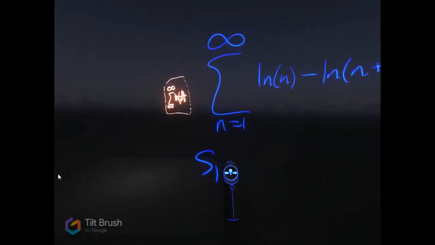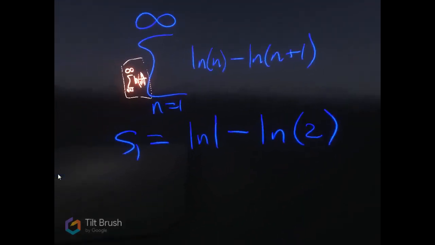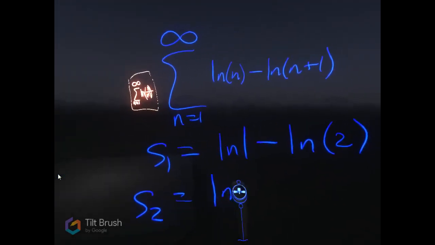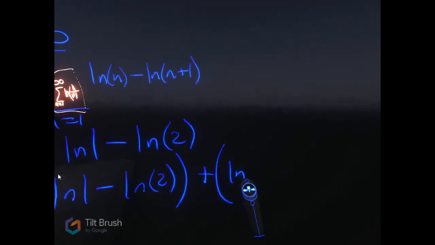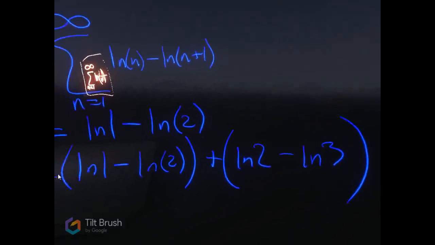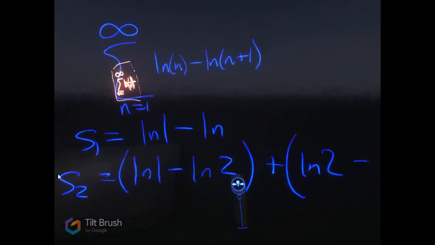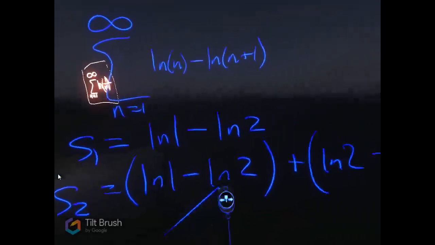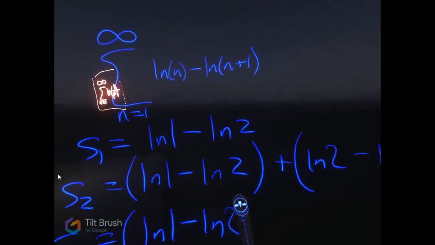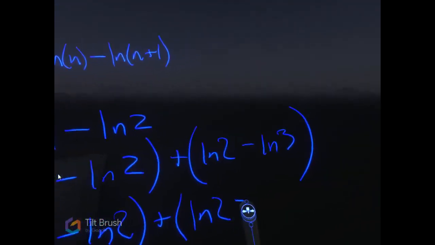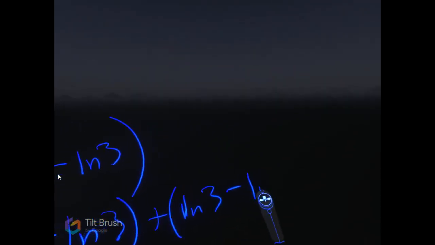All right, so s sub 1 is just going to be the first plug-in: ln of 1 minus ln of 2, right? S sub 2 is ln of 1 minus ln of 2 plus ln of 2 minus ln of 3, right? Let's do one more. S sub 3 is ln of 1 minus ln of 2 plus ln of 2 minus ln of 3 plus ln of 3 minus ln of 4.